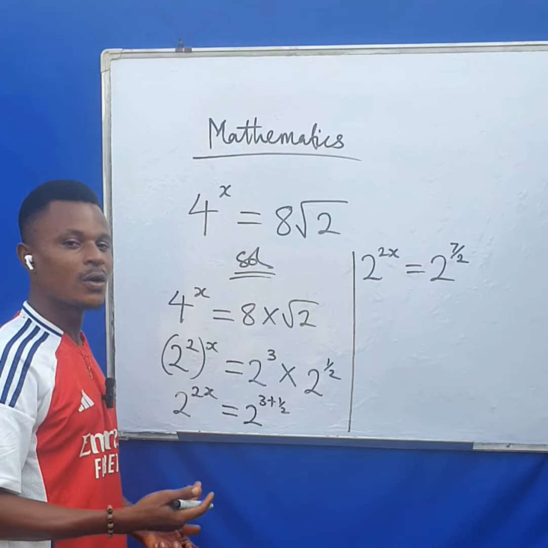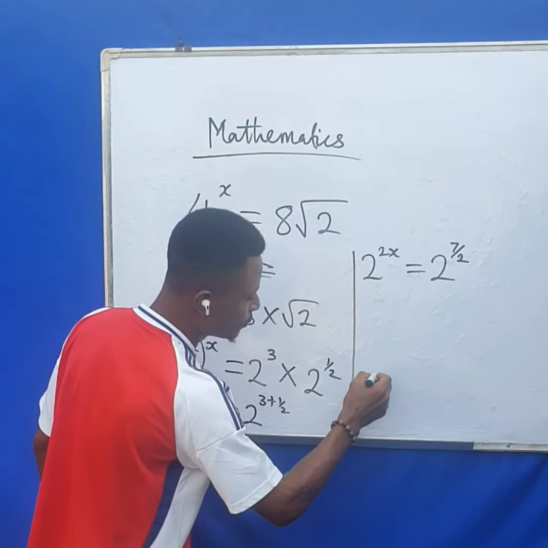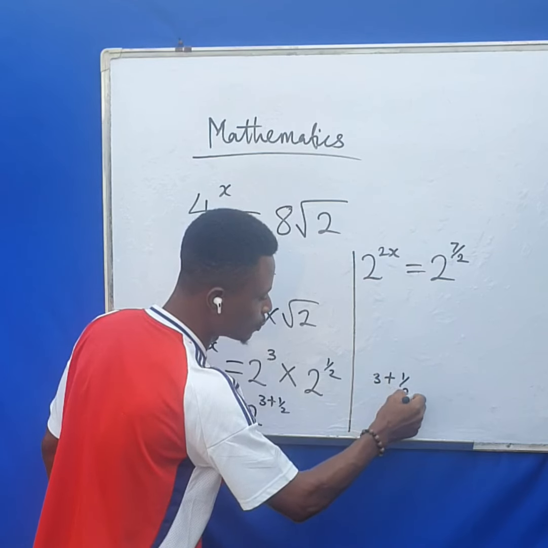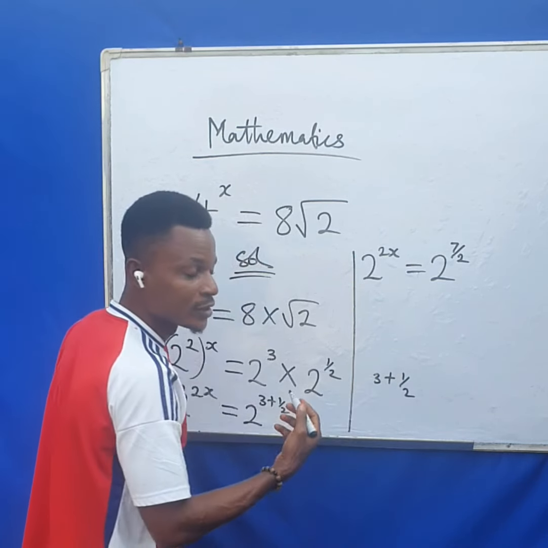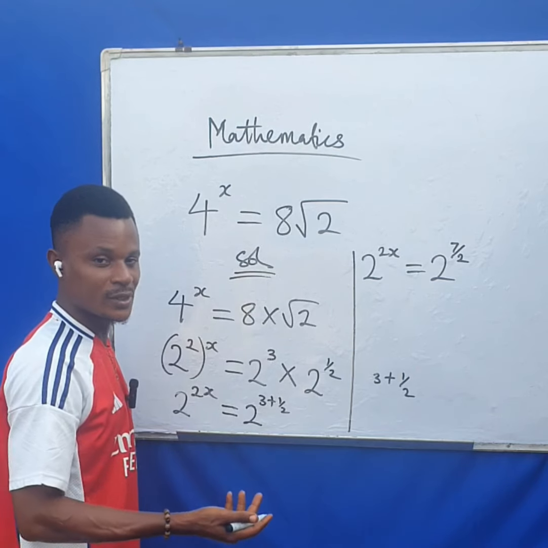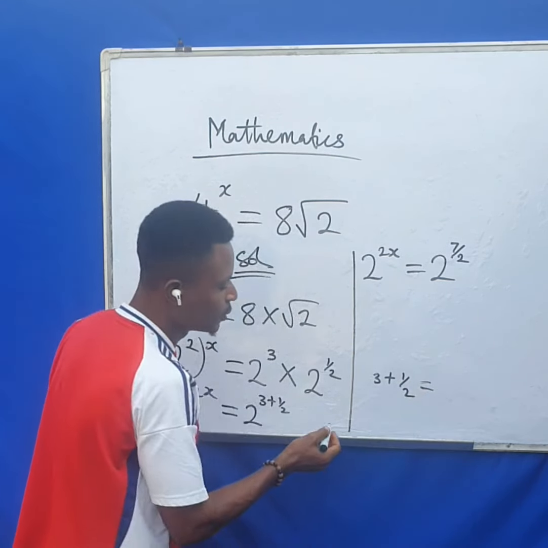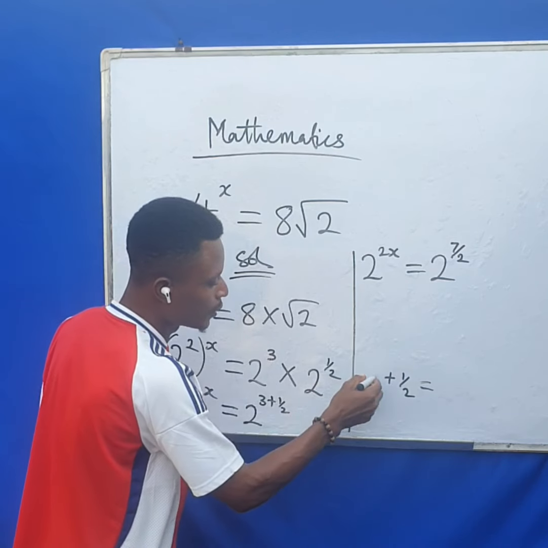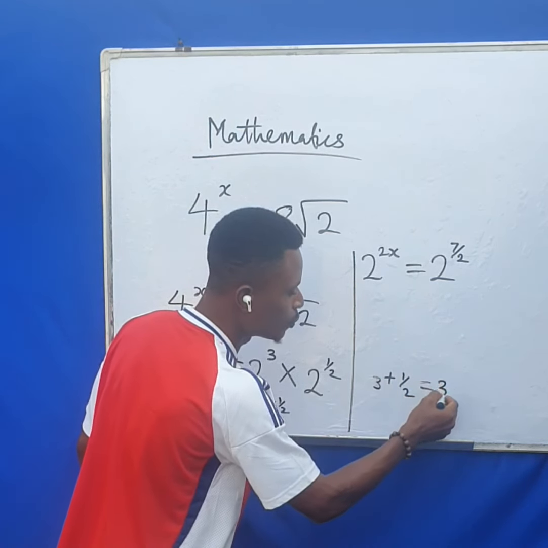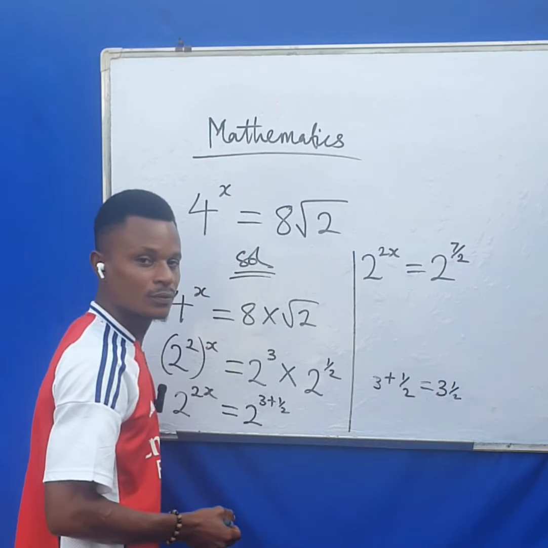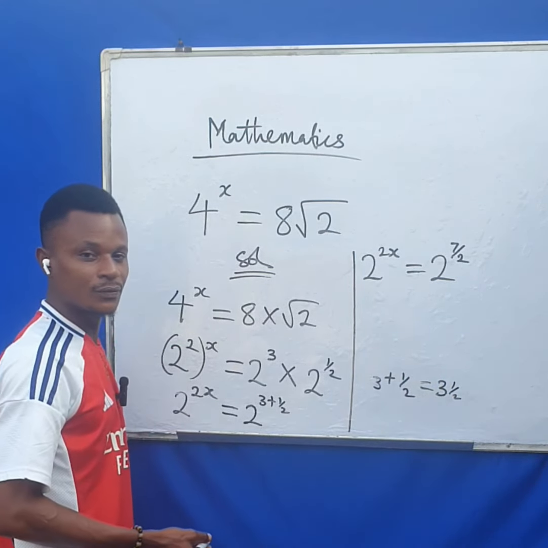Now some people were asking, how did I get 7 over 2? Let me show you. This is 3 plus 1 over 2. I can do this in 2 ways, and I'll get the same answer. Let me just use the easiest way. We have this 3 as a whole number. 3 plus 1 over 2 is the same thing as 3 whole number 1 over 2. Now we can transform this to a vulgar fraction.